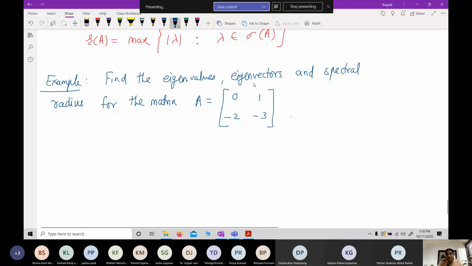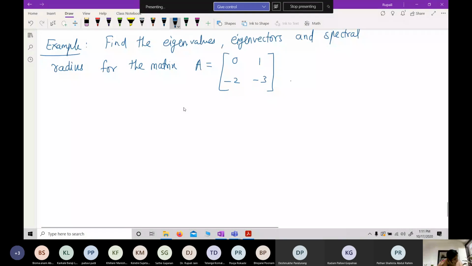So I am not going into calculations of how to find eigenvalues, eigenvectors. I will just consider these are the eigenvalues, these are the eigenvectors, and then we will go to the next step. You can find how you find eigenvalues.